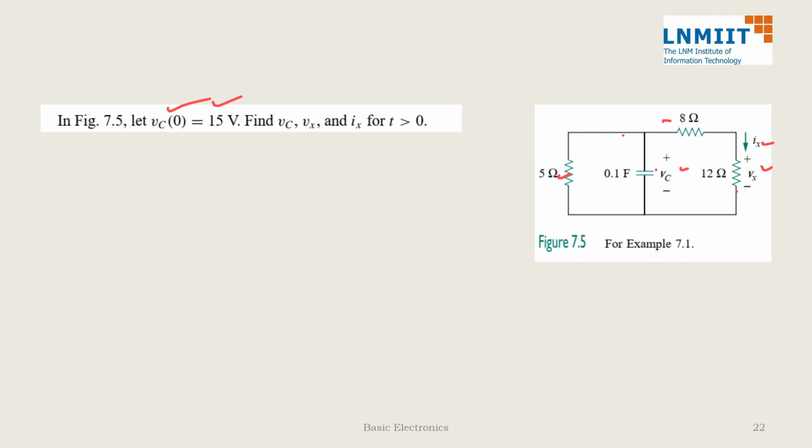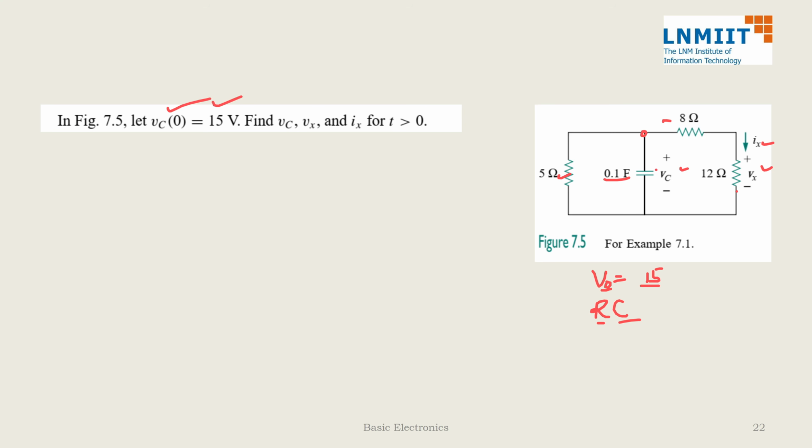So we have a problem. First of all, we need to find V naught. V naught is given to us, that is 15, which is the voltage across the capacitor. We are fine. But what is R times C? C is known to us, 0.1. But what is R?